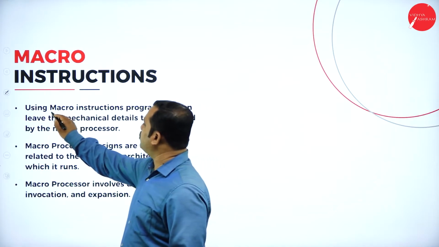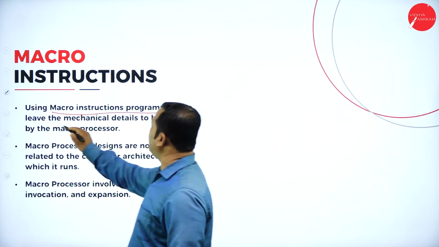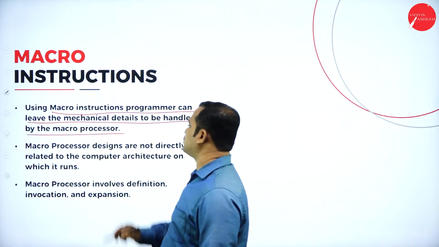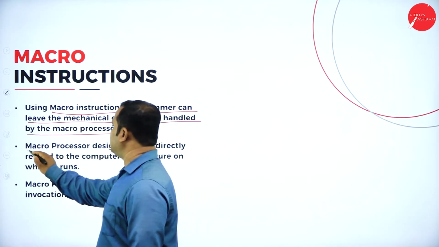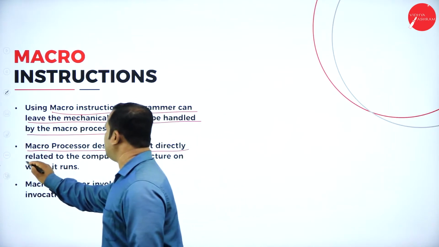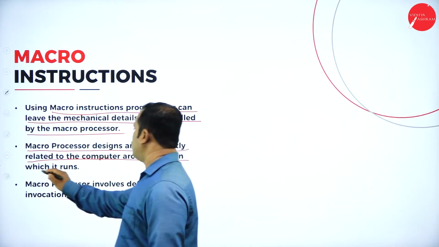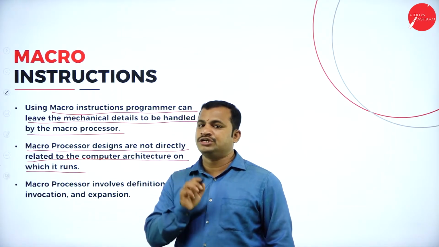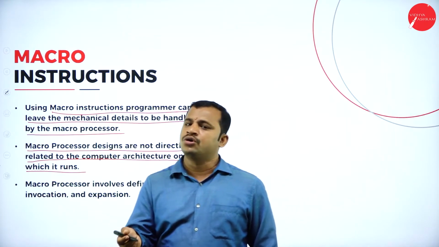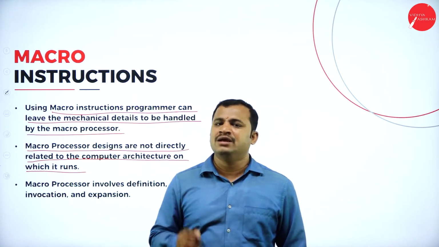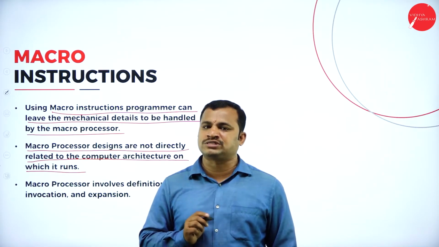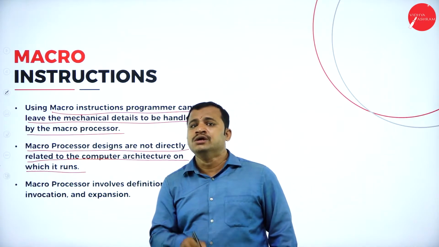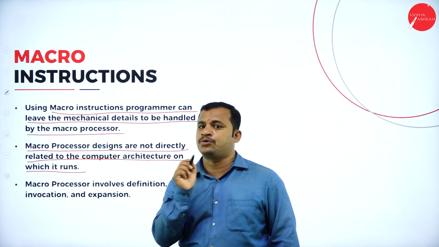Similarly, using macro instructions, the programmer can leave the mechanical details to be handled by the macro processor. These macro processor designs are not directly related to the computer architecture on which it runs, whether it may be a dual core or a quad core or anything. It does not depend on the architecture of the system. It depends on the type of programming language we are using to define the macros in our program.